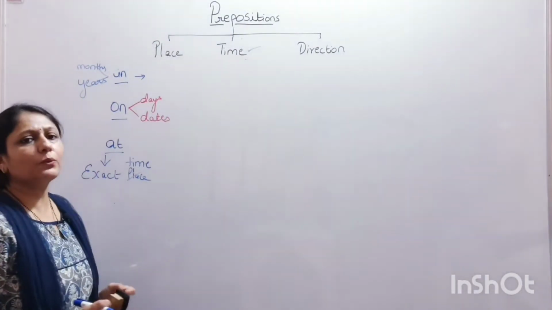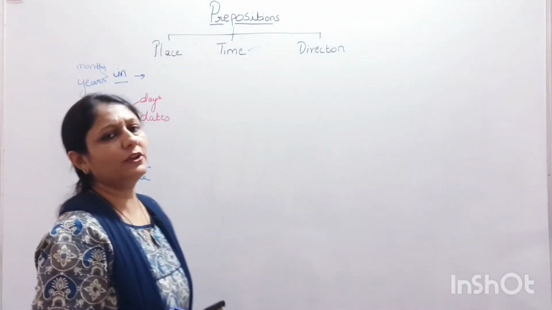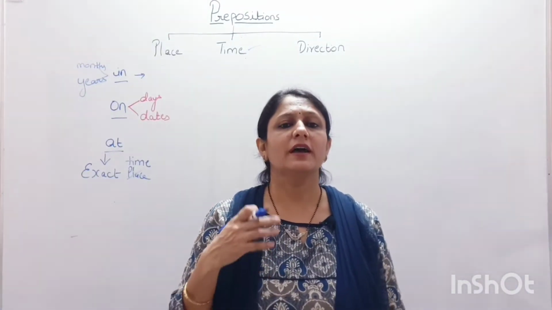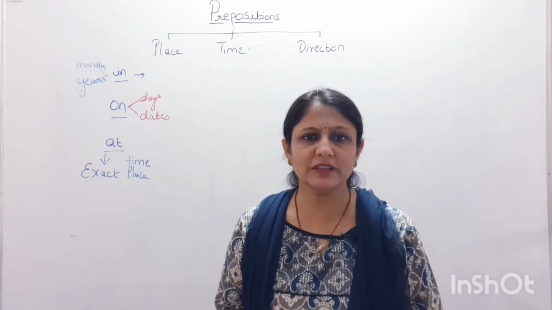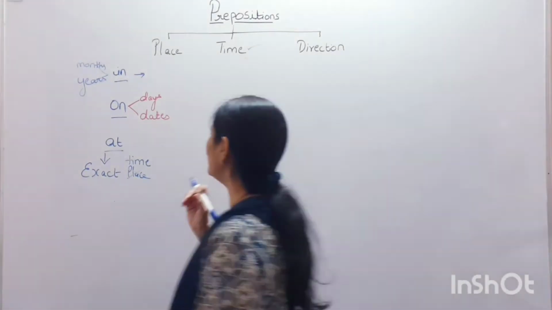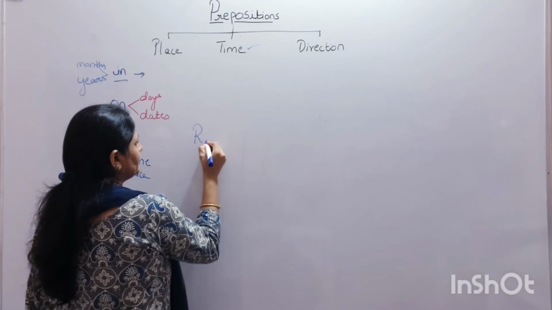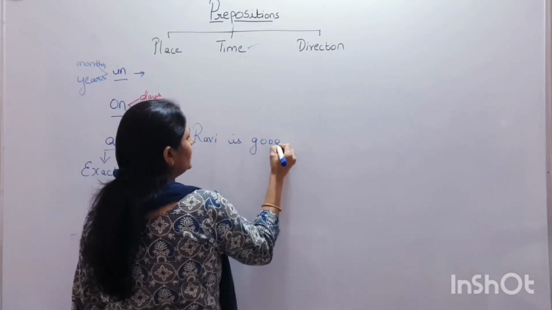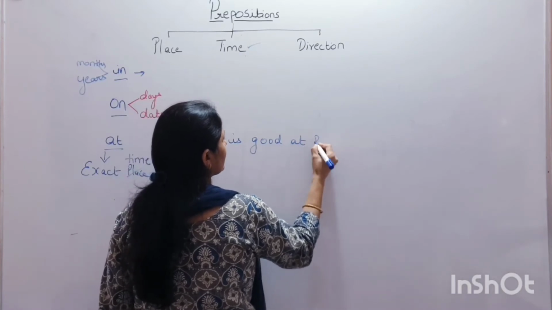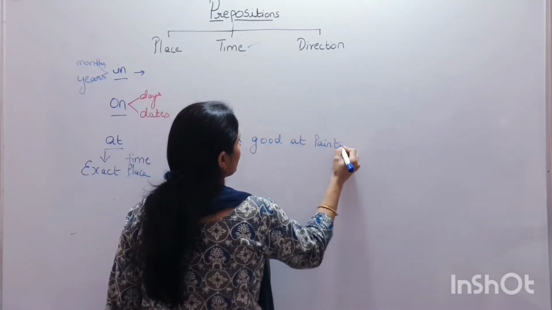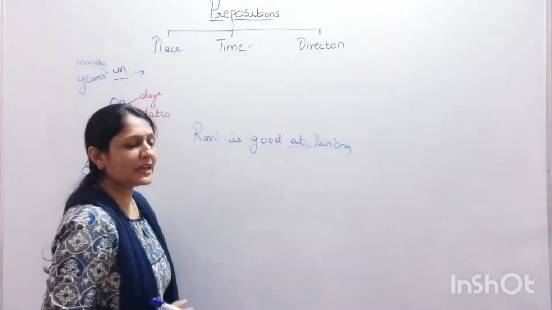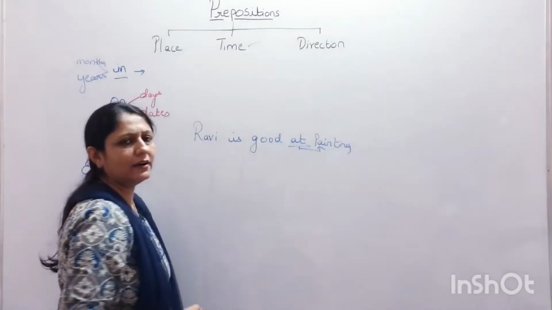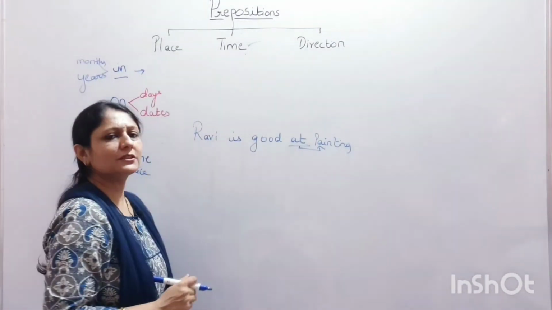Now, we'll talk with some more examples where we can use the preposition at. Suppose someone is good in some form of art. How do we say it? Ravi is good at painting. Here also we use at. Here it is used for exact art on which Ravi is good.